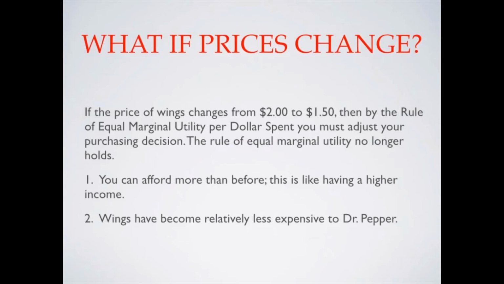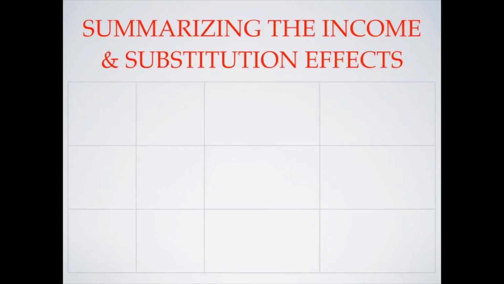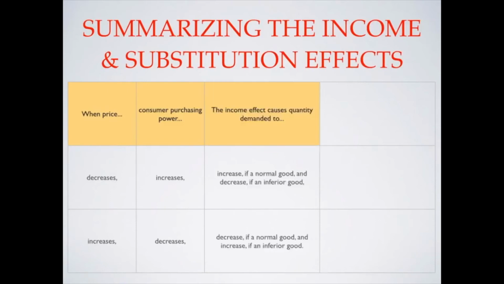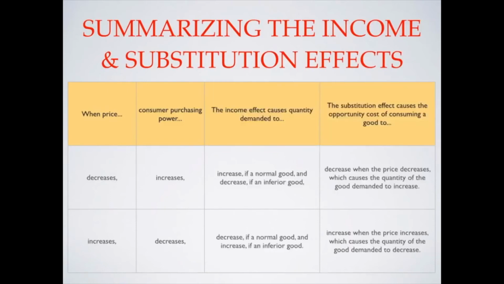The rule of equal marginal utility no longer holds. You can afford more than before. This is like having a higher income. Wings have become relatively less expensive compared to Dr. Pepper. We can see that when price decreases, consumer purchasing power increases. The income effect causes the quantity demanded to increase if it is a normal good and decrease if it is an inferior good. The substitution effect causes the opportunity cost of consuming the good to decrease when the price decreases, which causes the quantity of the good demanded to increase.